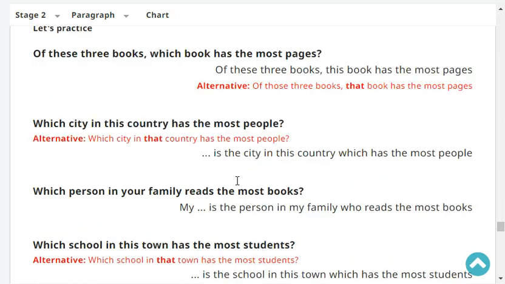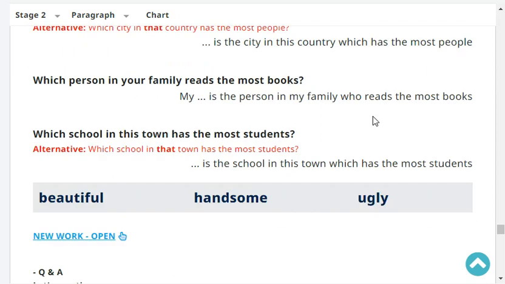Next, which city in your country has the most people? Tokyo is the city in my country which has the most people. Which person in your family reads the most books? My father is the person in my family who reads the most books.